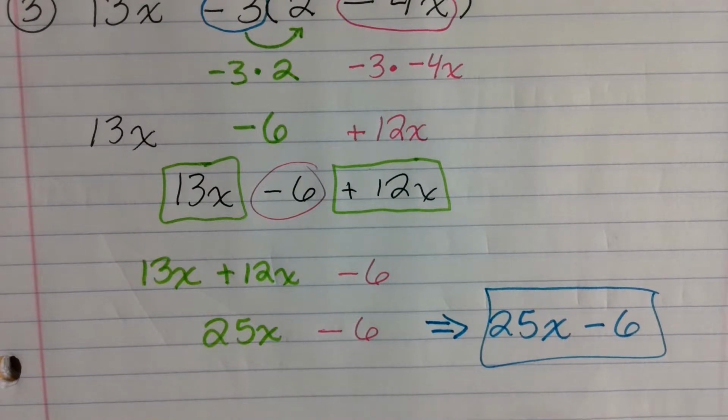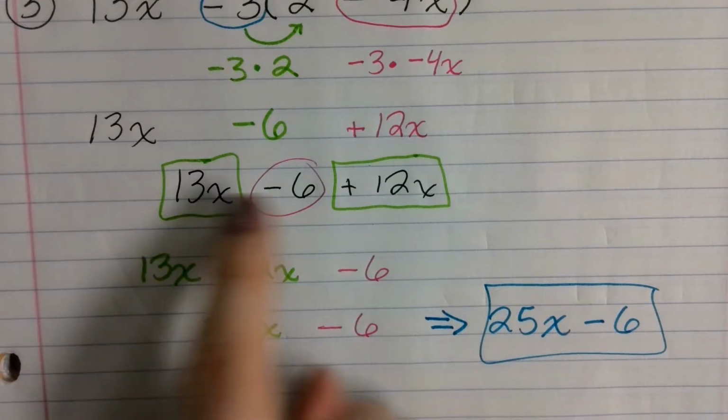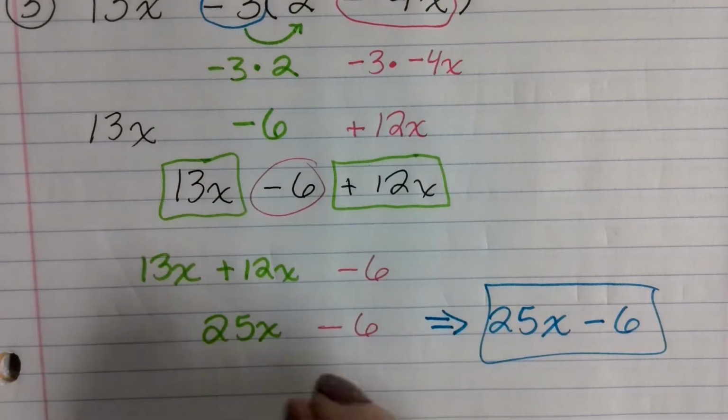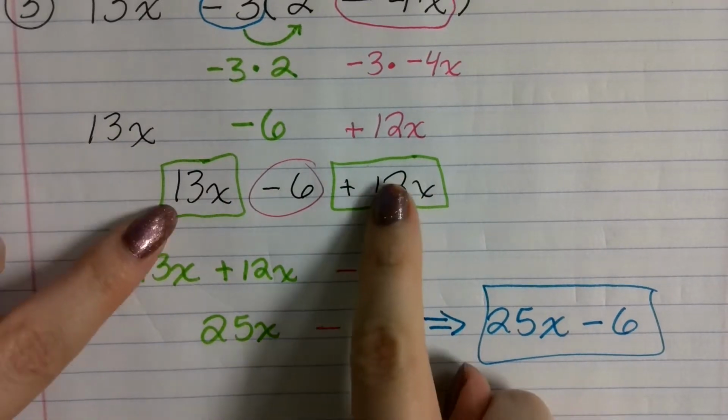It'd be negative 6. If you were to flip around, it'd be negative 6 plus 25x. Remember, these two, since they're both positive, you can combine them together through addition. That minus sign only belongs to 6, not to these two.